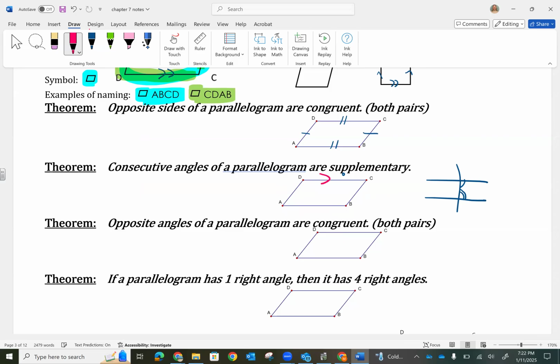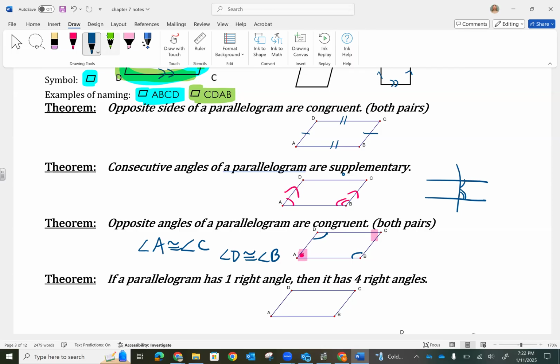Because these two sides are parallel, these two angles will be supplementary. And then also, because I can go on the side, because these two sides are parallel, these two angles will be supplementary. So going around the shape, that's going to be true. Okay, opposite angles will be congruent. So angle A and C will be congruent to each other. So angle A is congruent to angle C, and then also D and B will be congruent.